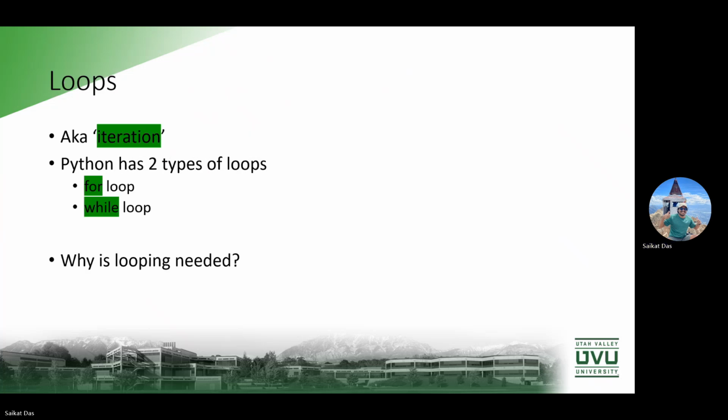Okay. Loops are also called iteration. Whenever there is a term called iteration, you need to iterate 5 times. That means you need to write a loop that can run 5 times. So Python has 2 types of loops, for loop and while loop. And as I already told you why the loop is needed: whenever you need to do the same thing again and again, instead of writing multiple lines of code, you can write one single line with a loop.